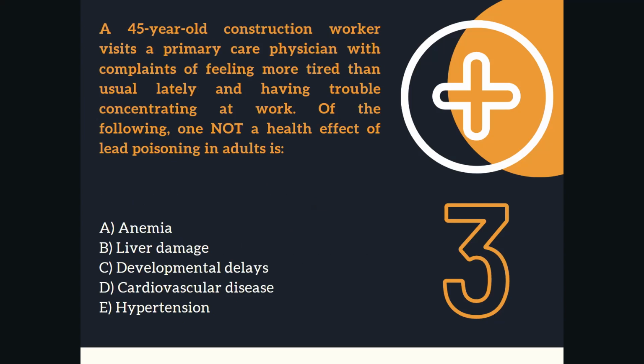Number 3, a 45-year-old construction worker visits a primary care physician with complaints of feeling more tired than usual lately and having trouble concentrating at work. Of the following, one not a health effect of lead poisoning in adults is A, anemia, B, liver damage, C, developmental delays, D, cardiovascular disease, and E, hypertension. D, cardiovascular. No, it is liver damage. Lead circulates in all the organs, but liver damage is less common.